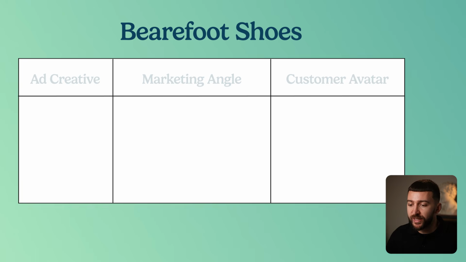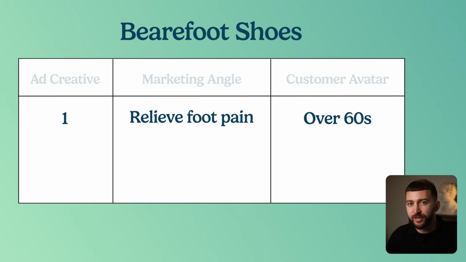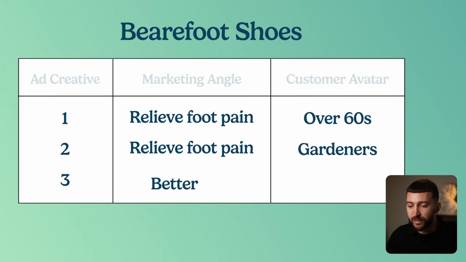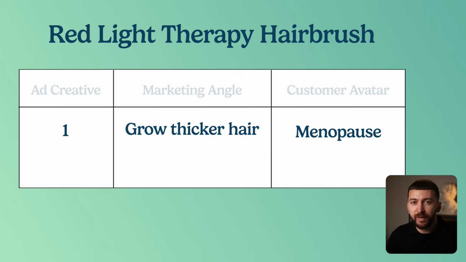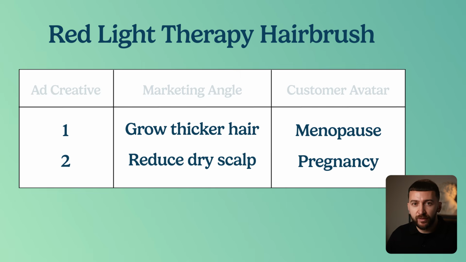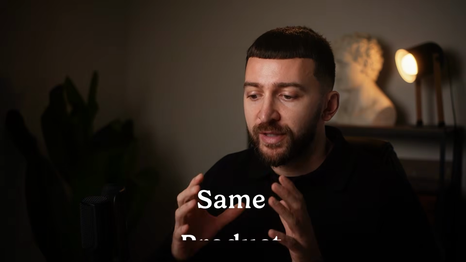You could create an ad creative for barefoot shoes: relieve foot pain for the over 60s. That's your ad creative. Relieve foot pain for gardeners. That's your ad creative. Get better grip as a hiker. That's your ad creative. For a red light therapy hairbrush, grow thicker hair during the menopause. That's your ad creative. Reduce dry scalp during pregnancy. That's your ad creative.